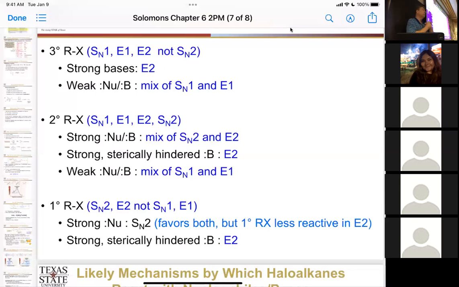But if you have a sterically hindered base, you're always gonna get E2. All right, questions on that? Don't worry, we have a table.